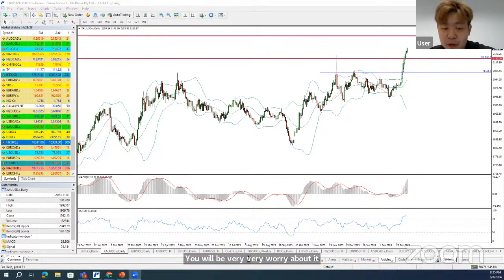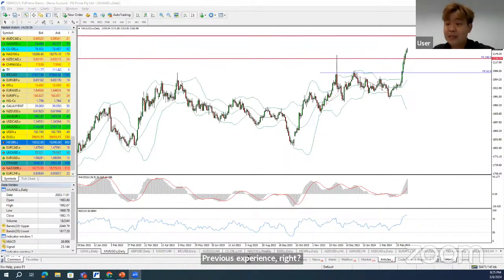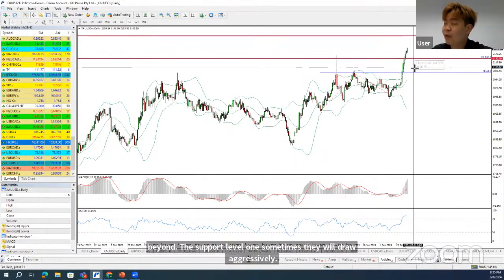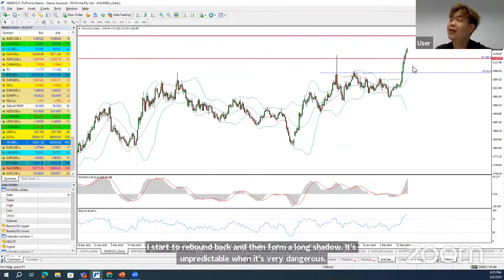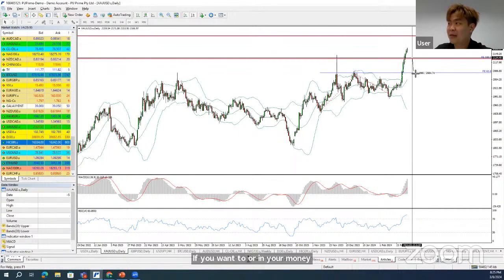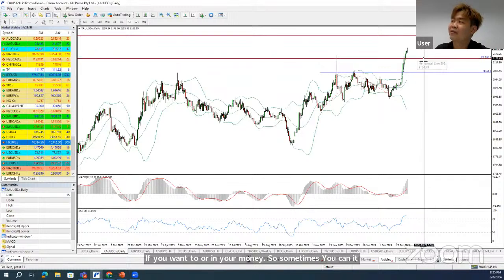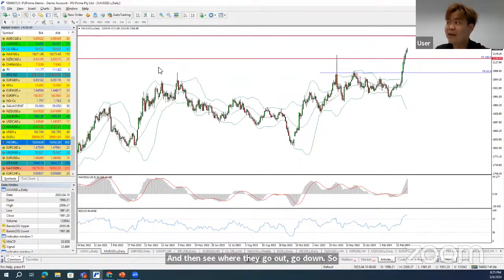Somebody asked about the retracement. Does it normally go below or beyond the normal level? Normally, after data release, from previous experience, it will actually go even beyond the support level one. Sometimes it will drop aggressively and then start to rebound back and form a long shadow. This unpredictability is very dangerous if you want to go all in with your money. Sometimes it will break below again, then suddenly go up in just maybe 5 to 10 minutes, and then retest the support level around here and see whether it goes up or down. So yeah, it does actually go beyond.